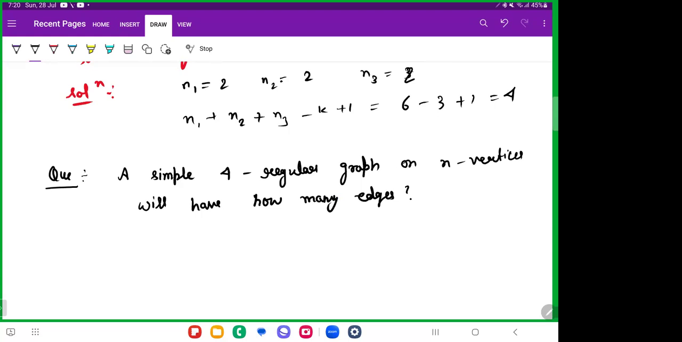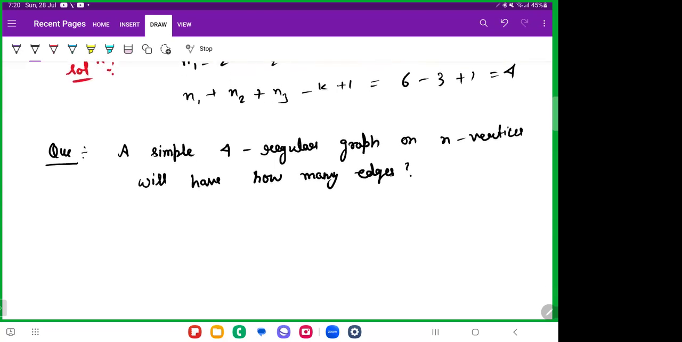So tell me, we have a simple four regular graph on n vertices. How many edges will it have? By regular graph, we mean that at each point the degree remains the same, right? The total number of edges going from that point is the same. So each point has the same degree.